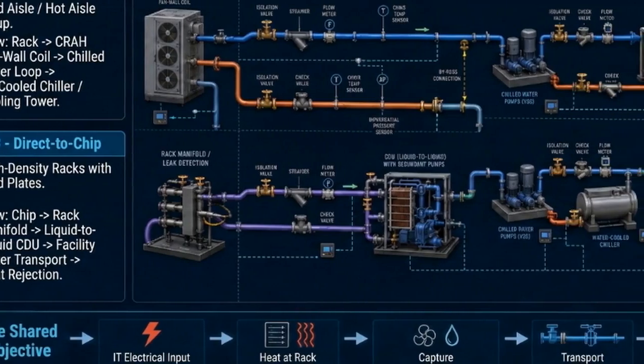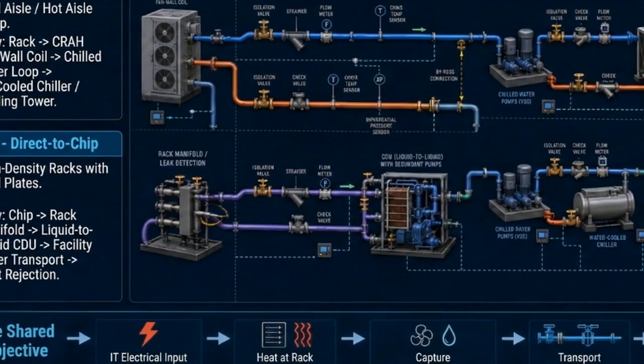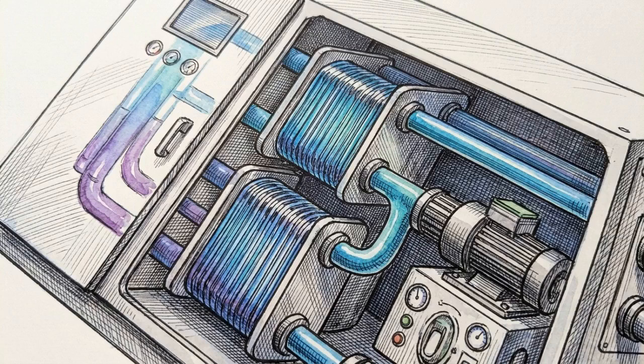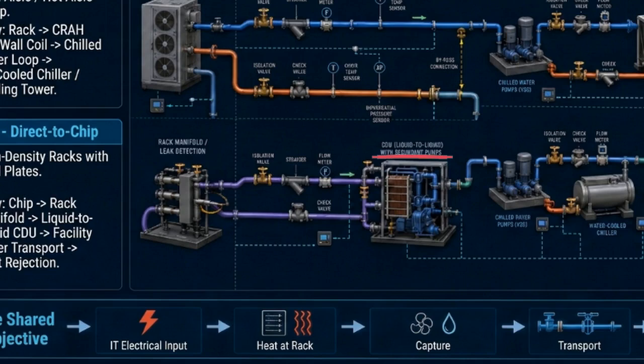Here, a secondary liquid coolant flows directly over the cold plates on the chips themselves, capturing heat at the source before traveling to a rack manifold. The critical component in this path is the cooling distribution unit. It acts as a liquid-to-liquid heat exchanger, completely isolating the secondary rack loop from the primary facility water. The CDU operates with its own redundant pumps and stringent leak detection systems to protect the hardware.